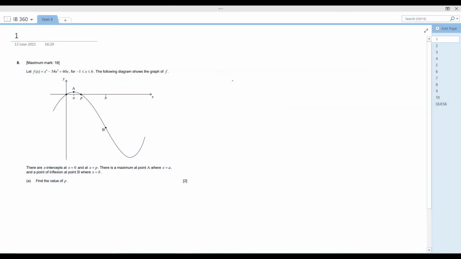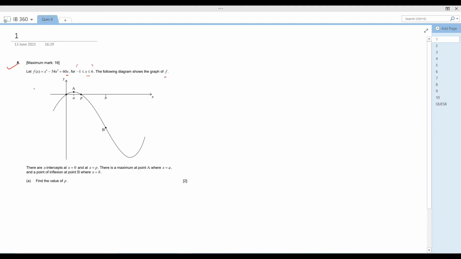In this video, we are going to discuss the first problem of section B, that is question number 8. Let f(x) equals x to the power 4 minus 54x squared plus 60x, for minus 1 less than or equal to x less than or equal to 6. This limit you have to keep in mind. The following diagram shows the graph of f.